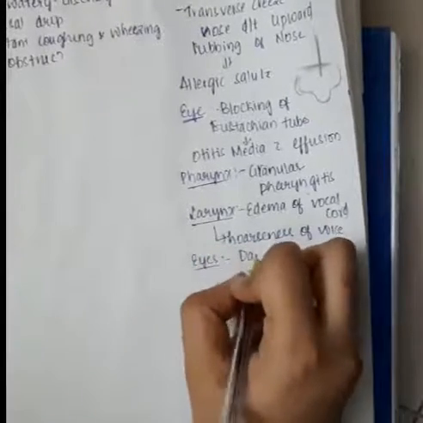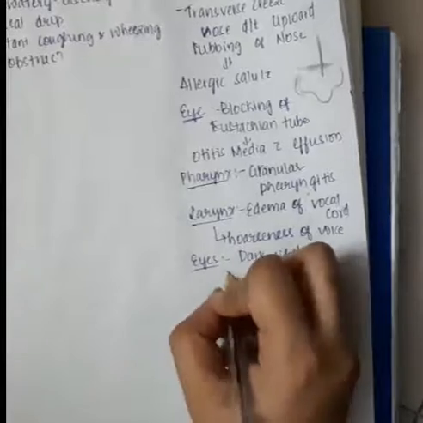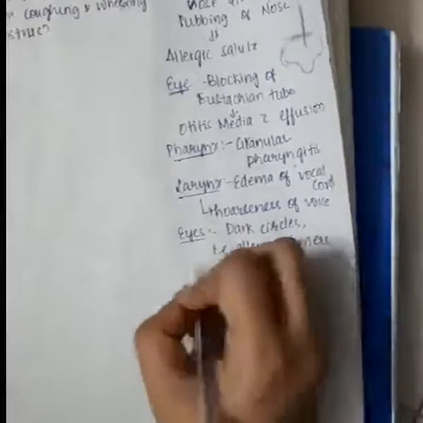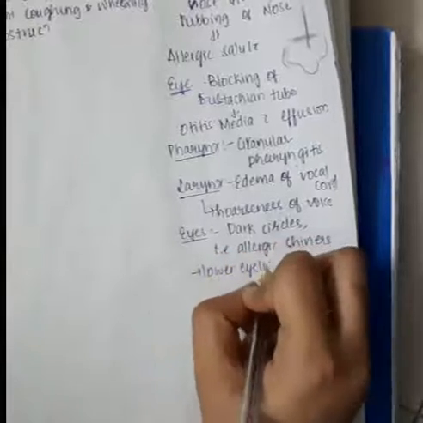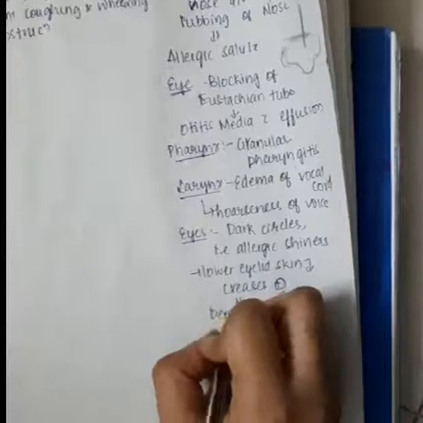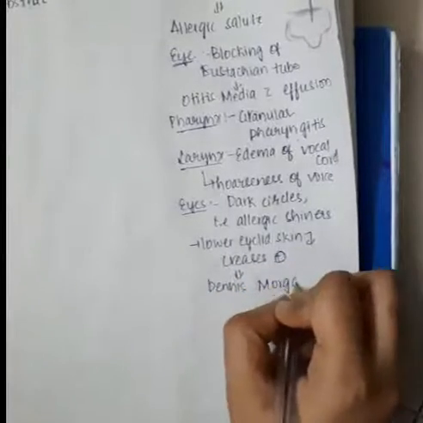In the eyes there can be dark circles, allergic shiners. It can cause dark circles, allergic shiners, and especially on the skin of the lower eyelids there are skin creases. These skin creases are Dennie-Morgan lines.